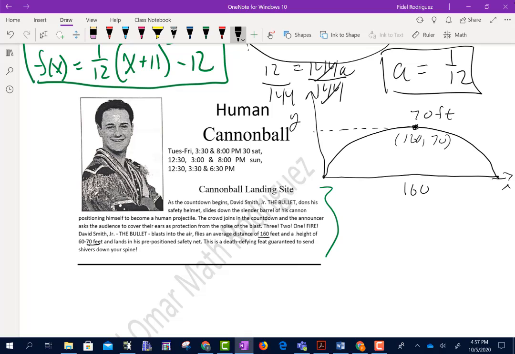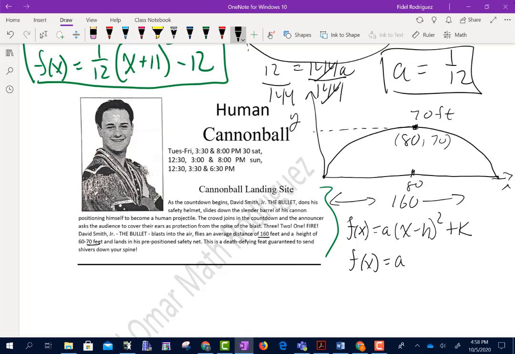Oh, no, I'm sorry, not 160. 160 is the entire distance, right? So the entire distance is 160 feet. Then halfway would be 80. So let me fix that right here. There we go. That's going to be 80, because that vertex is going to be right in the middle. Okay, so we're going to write out the equation. f of x equals a(x minus h) squared plus k. I'm going to do this just like we've been doing before. f of x equals a(x minus 80) squared plus 70.